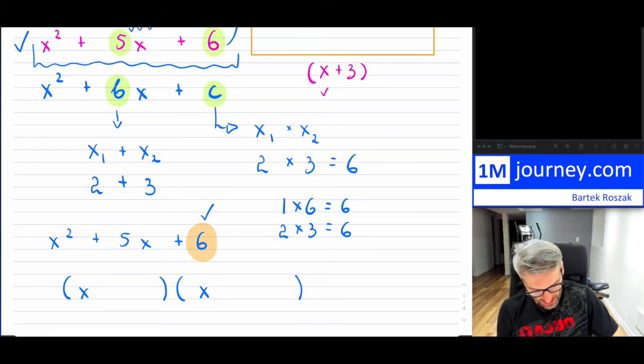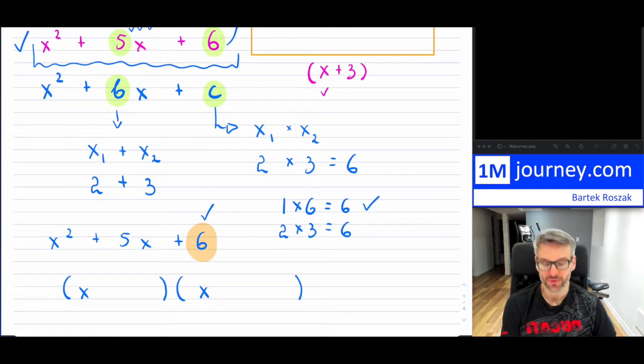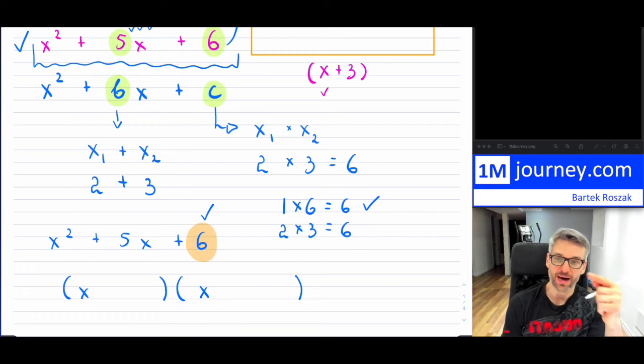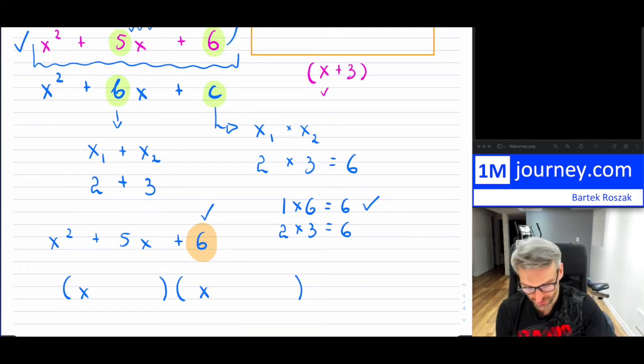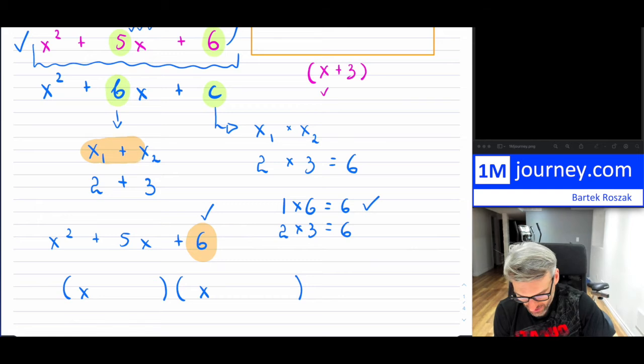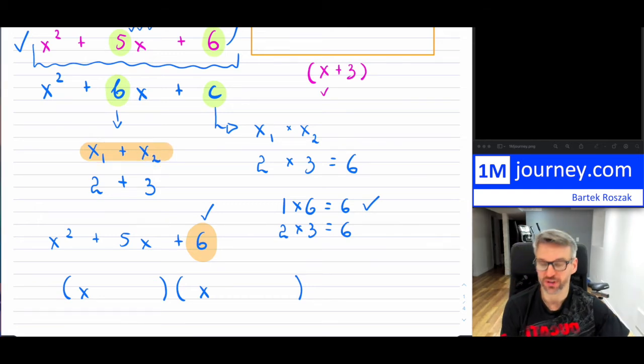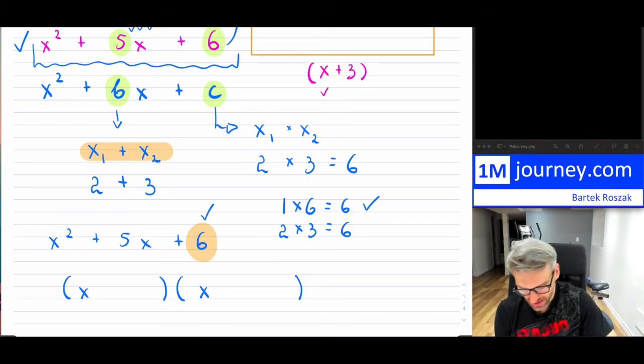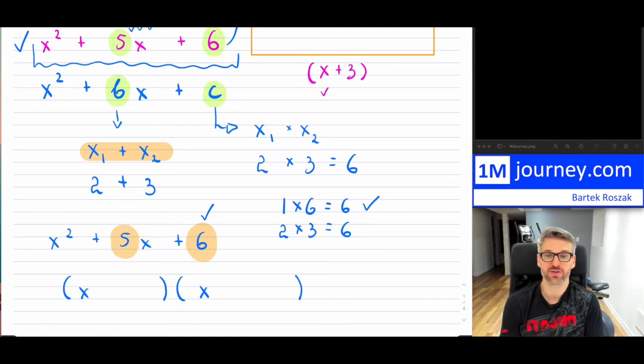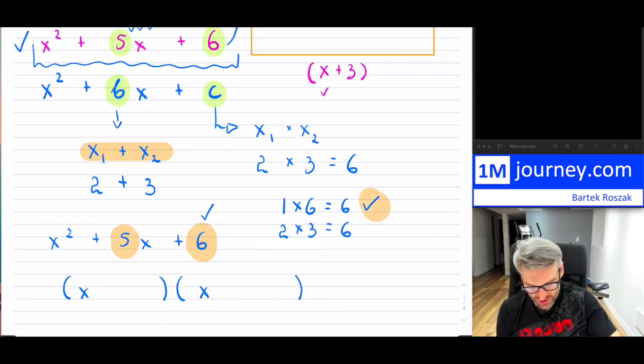Now, if this was your first choice, 1 times 6, then don't forget that you go back and check for yourself. When you add them together, they're supposed to give you b back. But b in this case was 5. If I take 1 times 6 and I add them together, that's going to give me 7, which is not 5, which means that this guess was incorrect. And therefore I can move over to the second guess.